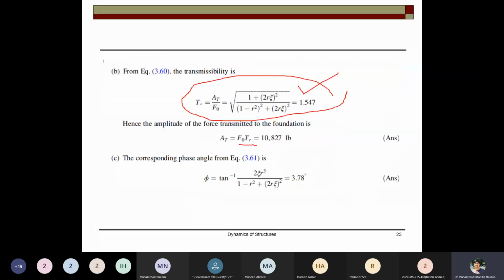So 7,000 and the force basically transferred to the ground जो हुई है that is 10,827. यानी कि स्पोर्ट्स पर जो बीम की फोर्स ट्रांसफर्ड हुई है स्पोर्ट पर, या आप कह सकते हैं फुटिंग पर, तो फुटिंग जो फोर्स ट्रांसफर्ड है that is larger than the applied machine loading, or corresponding phase angle can be computed by this formula.